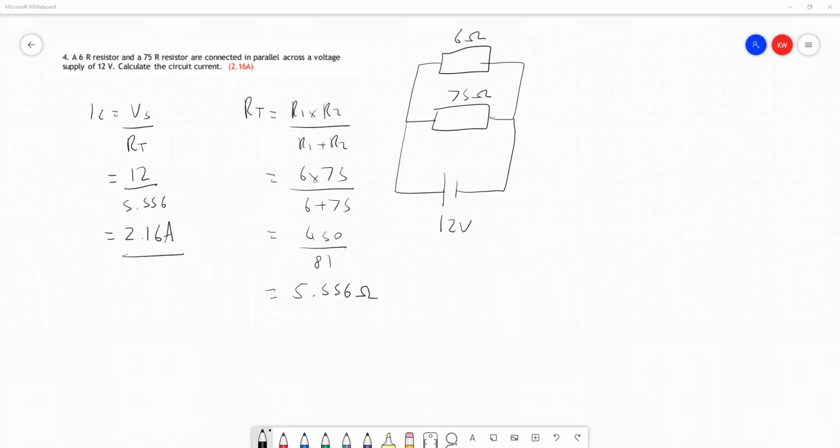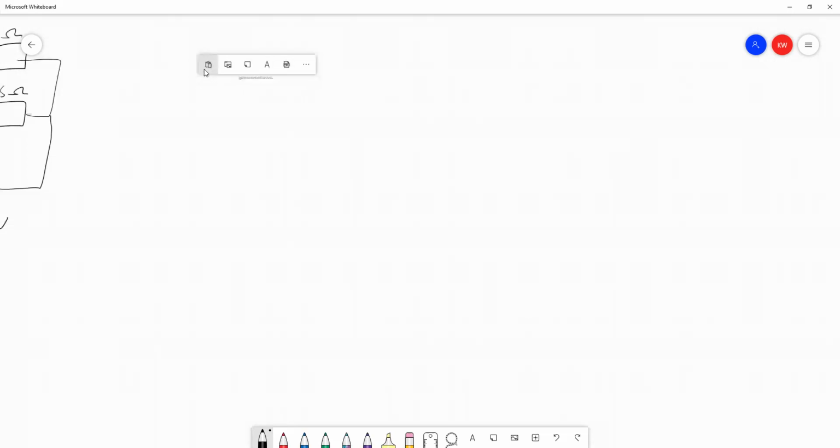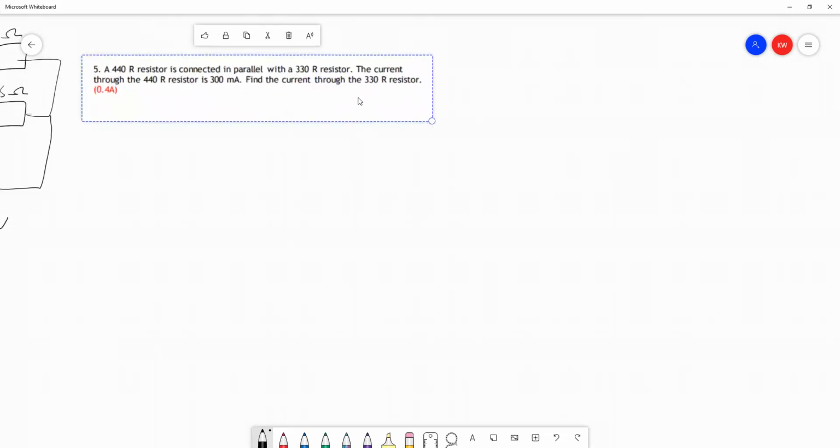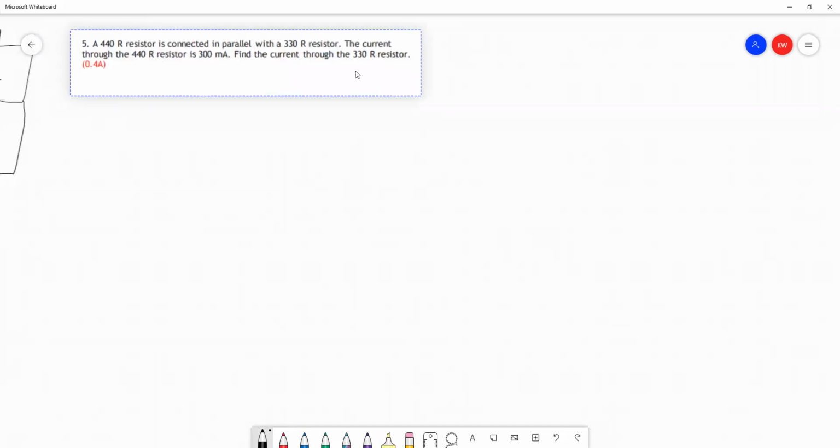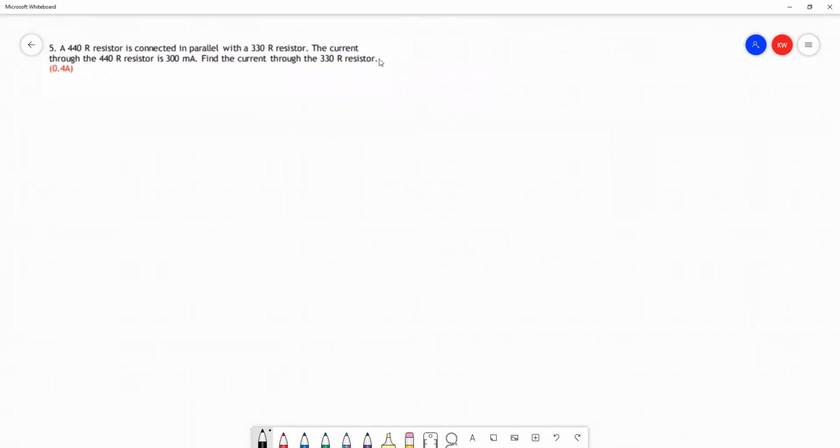So let's look at the final question from this set of tutorial questions now. So question 5. A 440 ohm resistor is connected in parallel with a 330 ohm resistor. The current through the 440 ohm resistor is 300 milliamps. Find the current through the 330 ohm resistor.